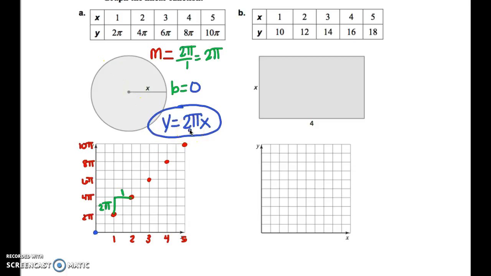Now that one's a little weird because it has the pi thrown in there, but it's the same process as if the pi wasn't there. So if you need to pretend that the pi is not there to help it make more sense, you can do that as well.